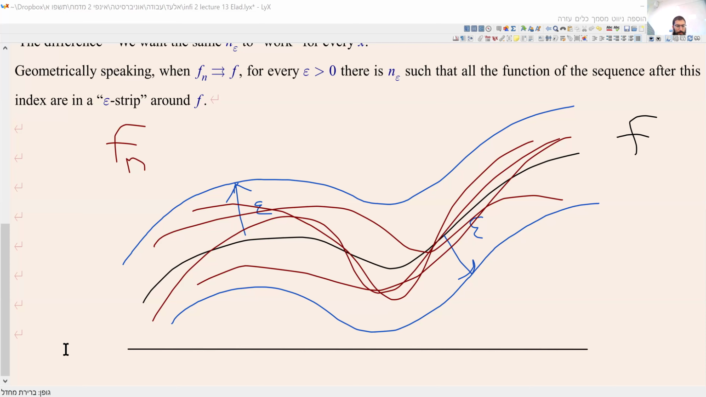What needs to be shown, geometrically and intuitively speaking, is an example of functions where this is not happening. So we can compare them and have a better understanding of what is happening.